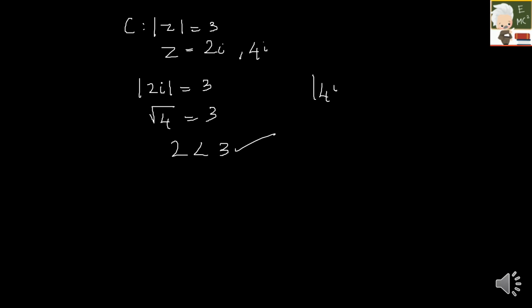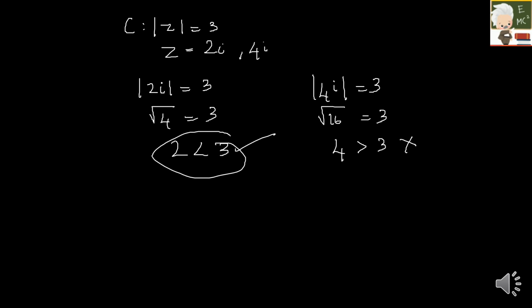Next is the mod of 4i, which is root 16, that is 4. Since 4 is greater than 3, this lies outside the circle. You should not consider the point outside the circle. You should take only the points inside the circle. Let me make it more clear and precise. First find your singular points. After finding them, substitute them into the contour equation and find whether these points lie inside or outside the circle. You should consider only the points which are inside the circle.